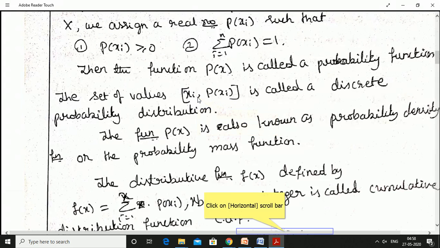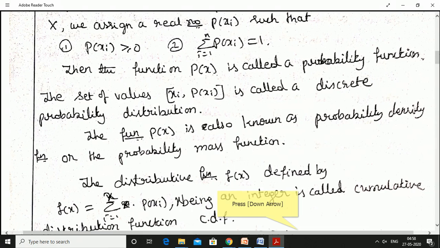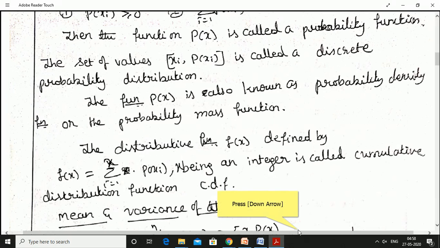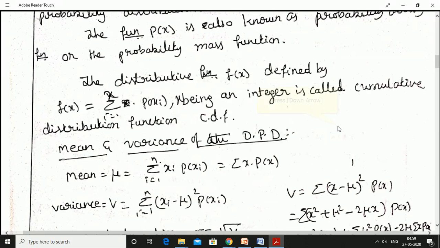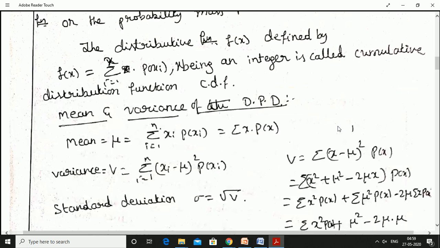And here I define what is cumulative distribution function. It is not required, still I am defining. The distribution function f of x defined by f of x is equal to summation i is equal to 1 to x p of xi, x being an integer, is called cumulative distribution function.